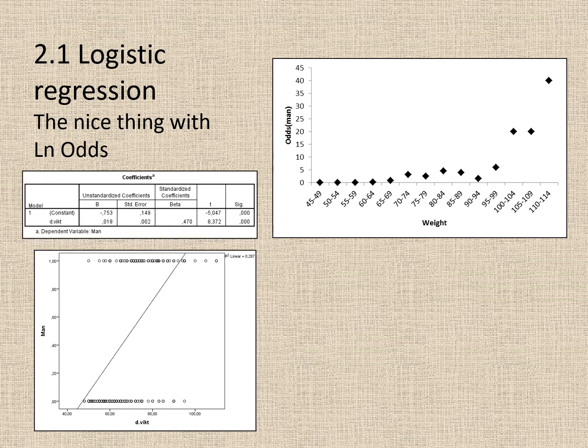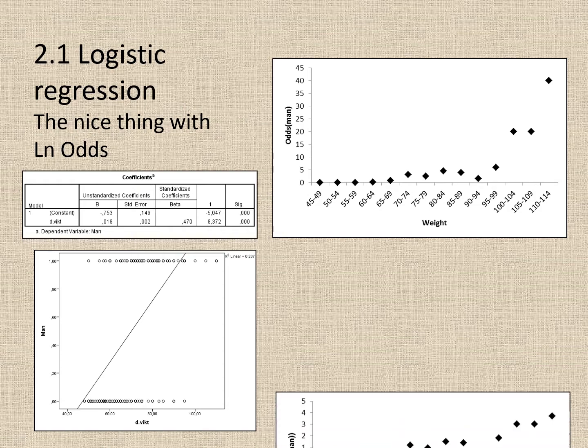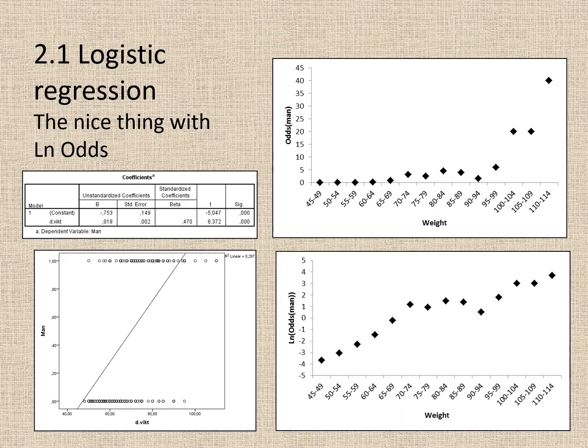It's so nice. Do you see? They are very nicely fitted on a straight line here. It's a very strong association between weight and the natural logarithm of the odds of being a man. But if you use only a logarithmic scale instead of linear in the first upper one, how would it look?